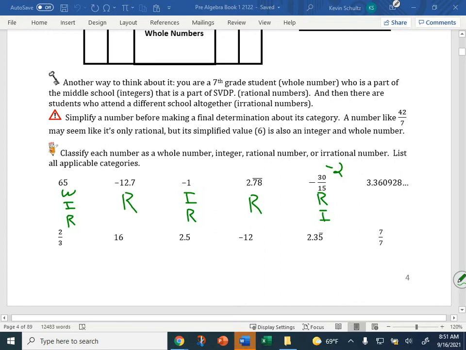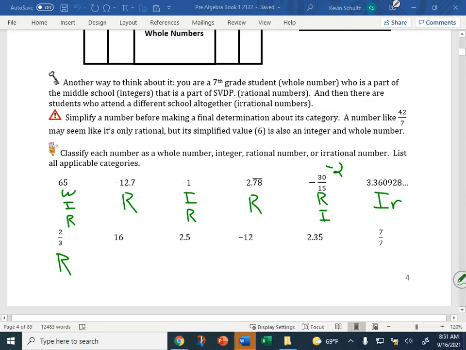3.36098... Someone new, maybe. Quentin? Irrational, which, remember, I told you couldn't use an I for that because that's integer. You had to use the IR for it. Or just, put forth maximum effort and write the whole word out, but who wants to do that? Lexi, 2/3. Rational, it's a fraction.